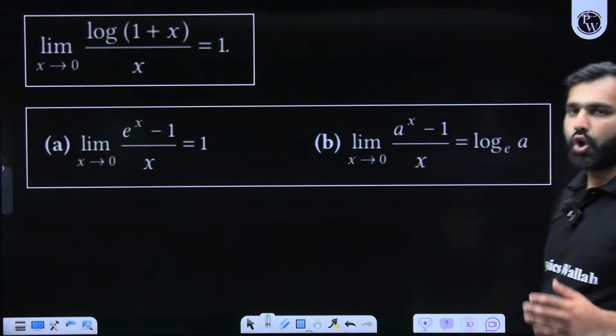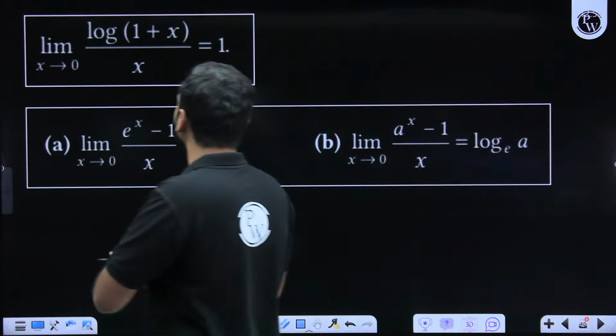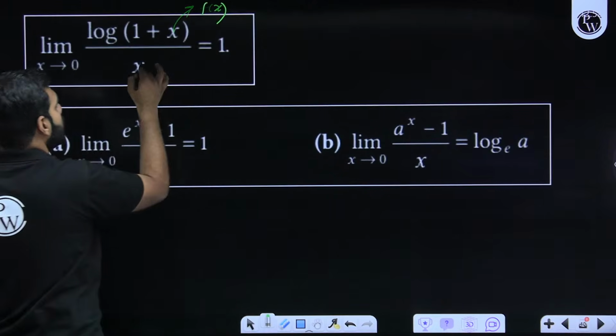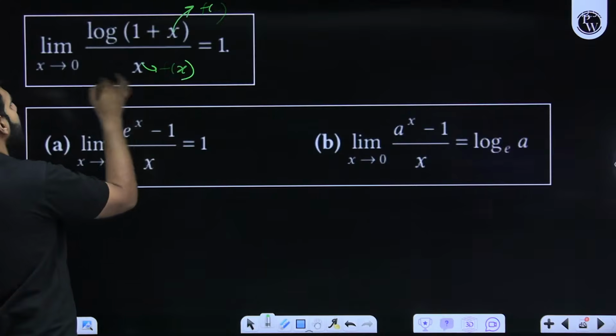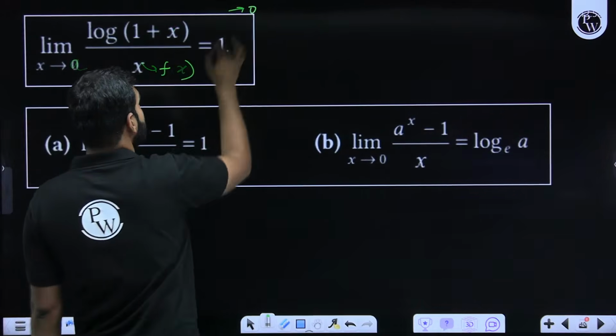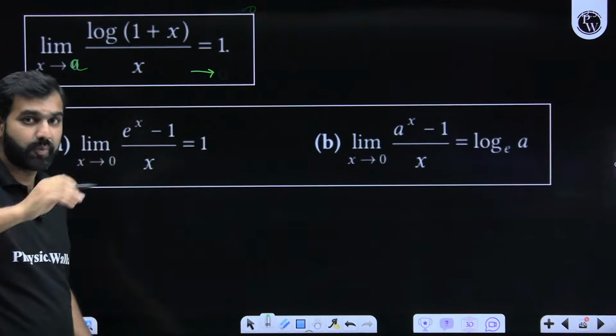The next is log 1 plus x upon x. What you got to remember is that instead of this x, let's say they could write here an f of x. So here also I need that f of x. And let's say when x approaches a certain value a, that f of x approaches 0 and this f of x also approaches 0. So this becomes of which form?